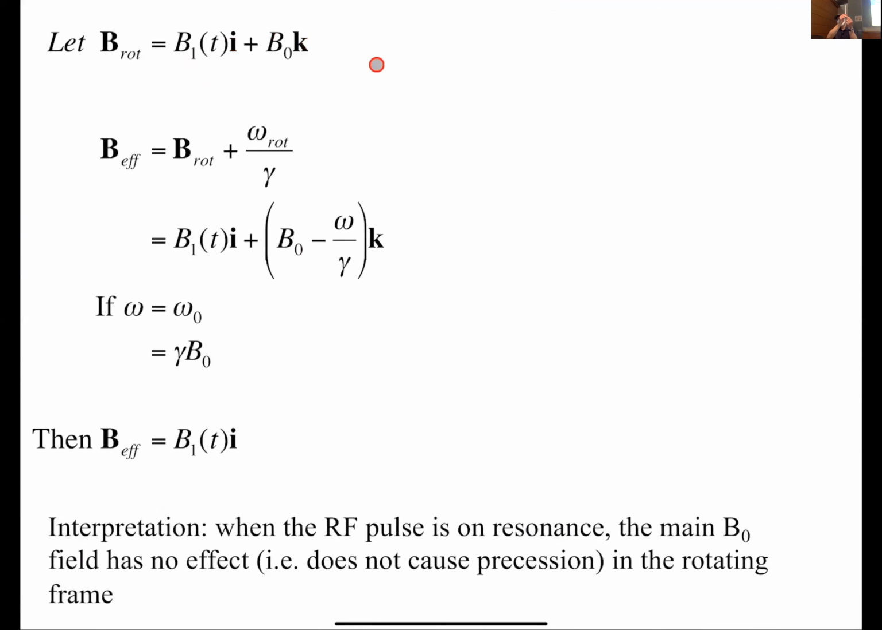The idea is we want to make this part go away. And in the rotating frame, this part does go away because we have B0 minus omega over gamma. Then if omega equals omega naught, which means we're on resonance, in that rotating frame of reference we don't see the overall rotation anymore. So it's as if that B0 field is not there. Then our B effective is simply this B1 field that we've applied in the I hat direction.